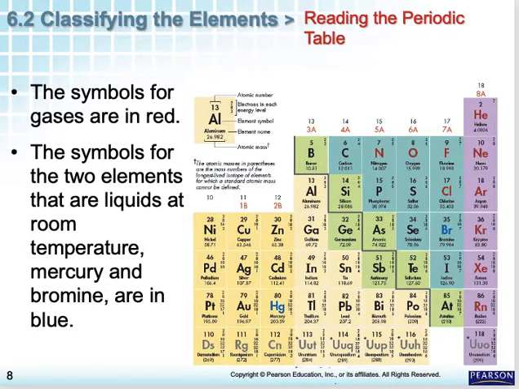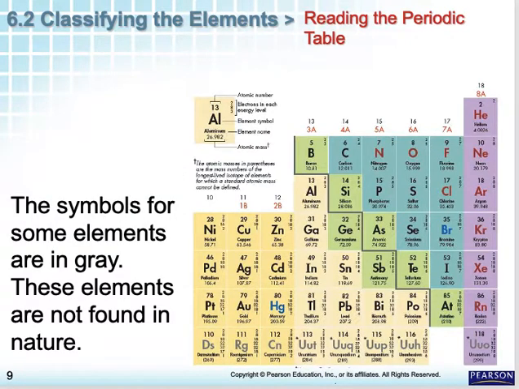The symbols that are in red are gases at room temperature, and most of those you should already know, like nitrogen, oxygen. Fluorine and chlorine might be unusual for you to know, but then the noble gases, I think the group name kind of gives it away that those are all gases at room temperature. And there are two elements that are liquids at room temperature, and you should know those two, and those are mercury and bromine. The symbols that are grayed out are elements that are not found in nature, or they are man-made.